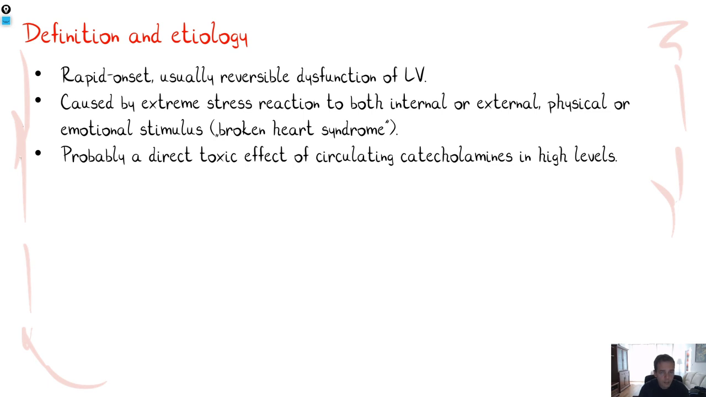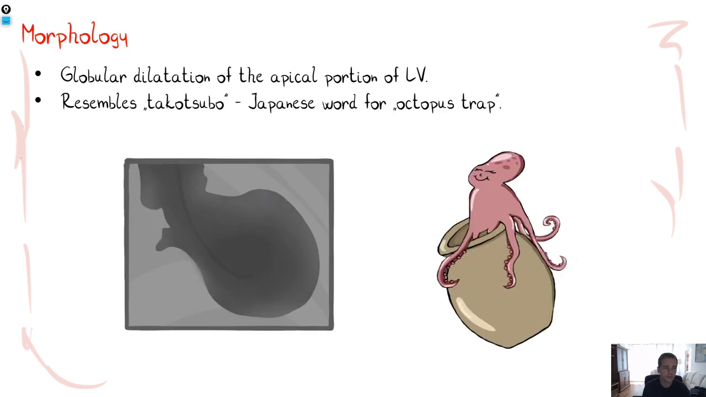And the stress reaction can be caused by internal or external stimuli. And it can be a physical or even emotional stimulus. So that's why this cardiomyopathy is sometimes called broken heart syndrome, because even an emotional stimulus can lead to this disease. Morphology is quite peculiar. There is a dilatation of the left ventricle, but the dilatation typically affects the apical portion of the left ventricle. This is angiography, and you see that the apical portion of the heart is dilated, and the proximal part of the ventricle is quite normal.